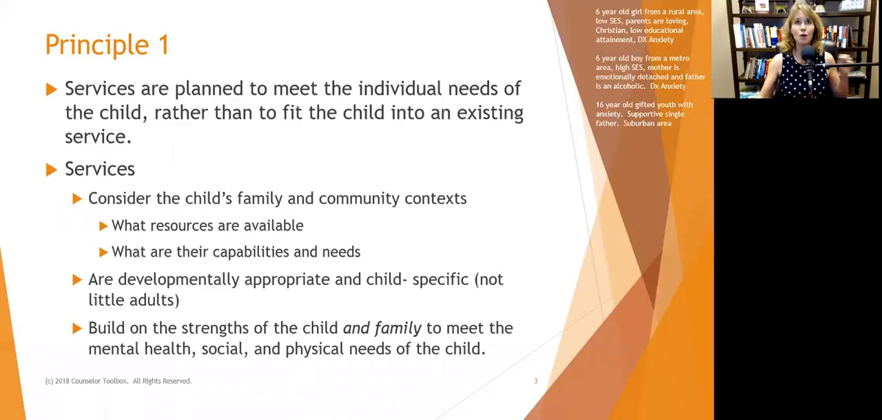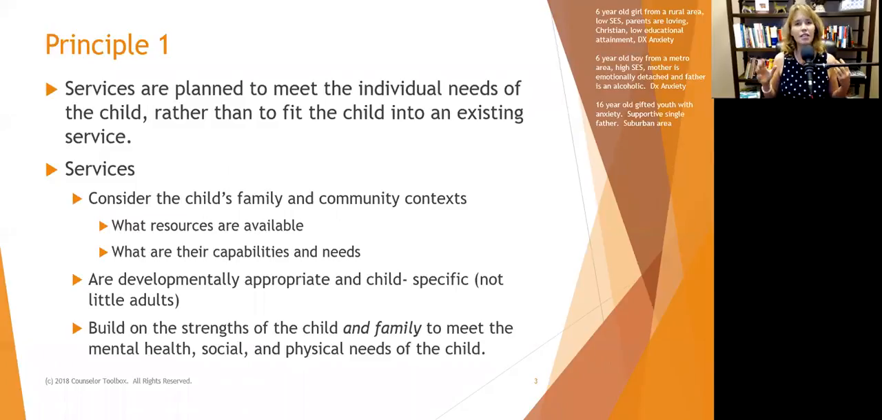Okay, so principle 1: services are planned to meet the individual needs of the child or the person rather than to fit the person into an existing service. And this is really important because each person is a little bit different and each person has different needs.